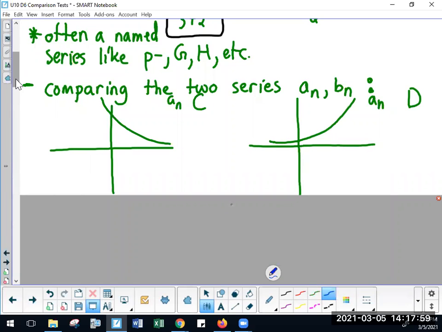Now, here's what we're going to say. Relative to B sub n, these are the things that could be true. Either A sub n is less than B sub n, or A sub n is greater than B sub n. That could be true over here too.